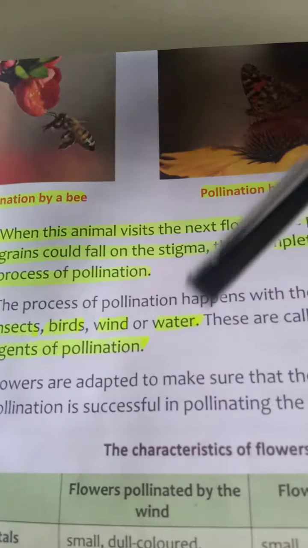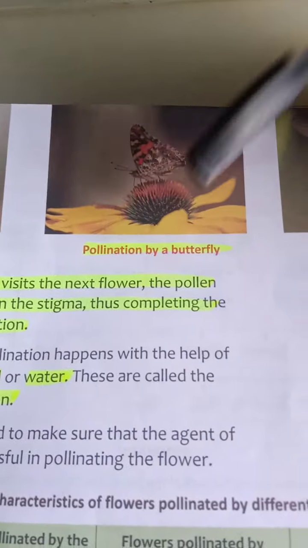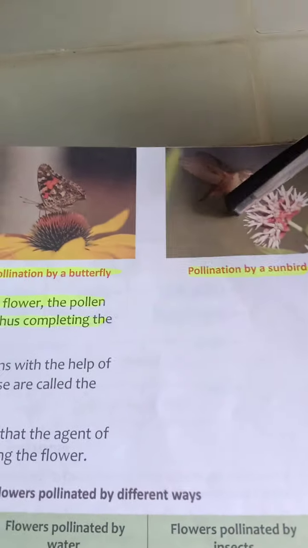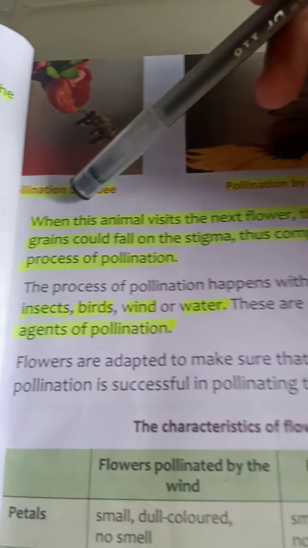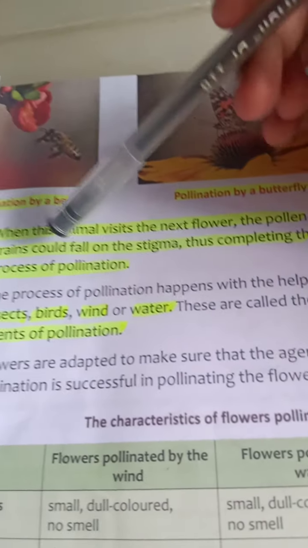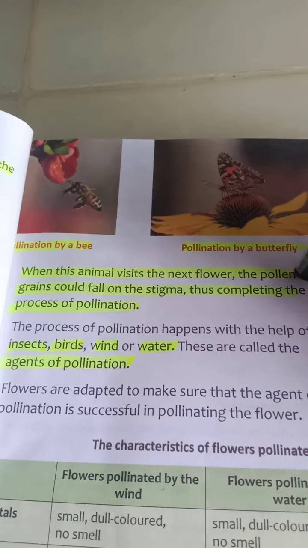Now what are the agents? Insects and birds. Pollination by a bee, like this. Pollination by a butterfly, it is like this. And pollination by a sunbird. Now when the animal visits the next flower, the pollen grains could fall on the stigma, thus completing the process of pollination.